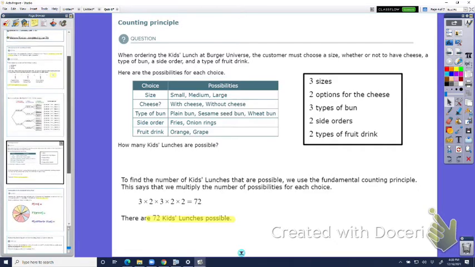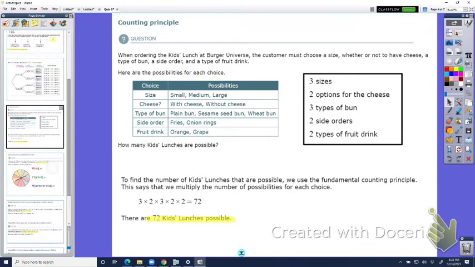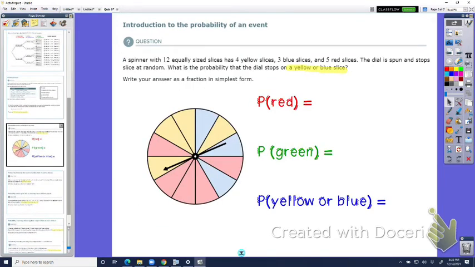So that's the counting principle. You'll have 2 questions on the quiz like that. Then you'll have 2 questions about probability. You might have one that has a spinner, you might have a bag of marbles. The question varies, but the process is all the same. The spinner has 12 equally sized slices and has 4 yellow, 3 blue, and 5 red. The dial is spun and stops at random. What is the probability that the dial stops on a yellow or a blue slice? And you need it as a fraction in simplest form.